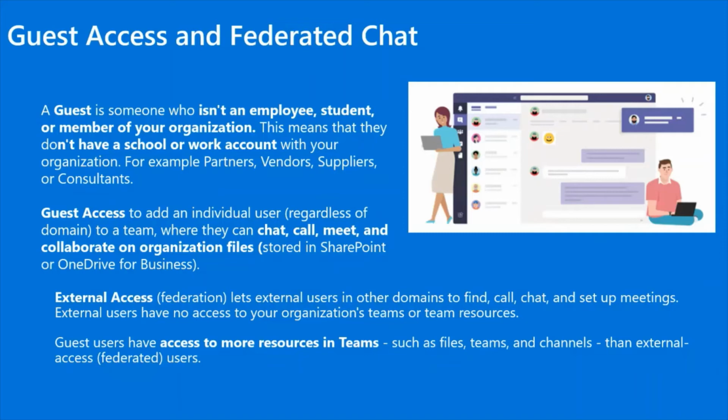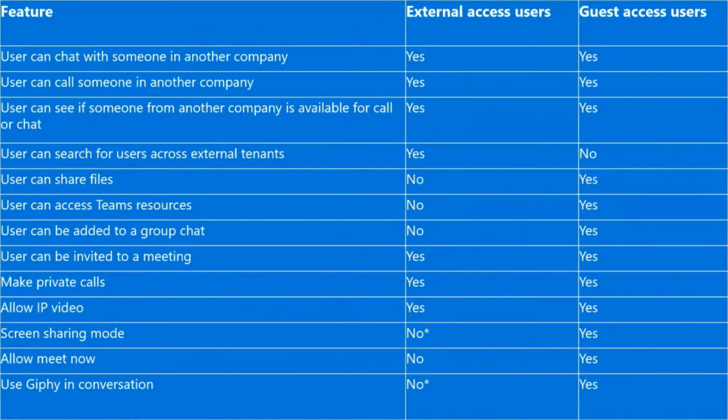We'll be moving on to the next slide to see some feature differences between guest access and external access. Here is the table which is showing some of the basic feature differences an individual can have with guest access or external access. For example, people that have external access enabled can search users across other external tenants if they have allowed those domains in their Teams admin center. And the same configurations would be required from the external tenant as well. However, guest users don't have this opportunity.